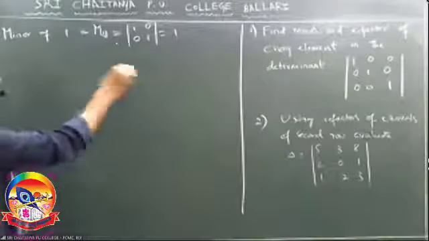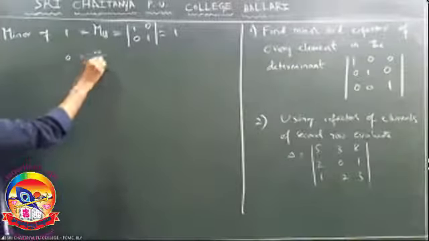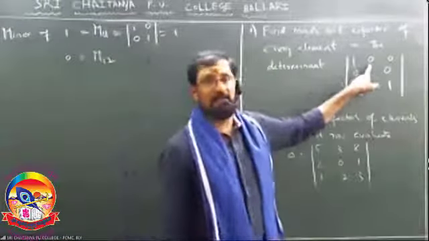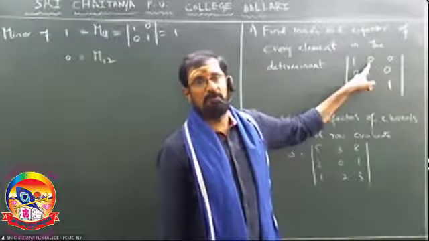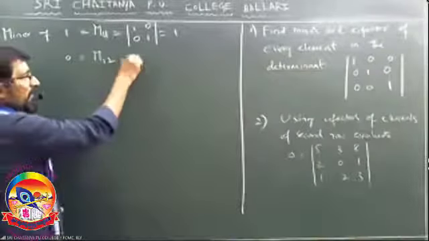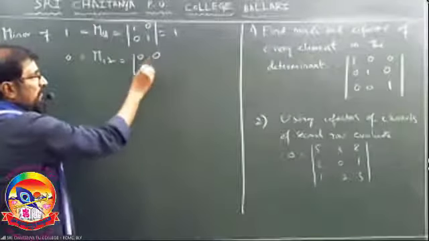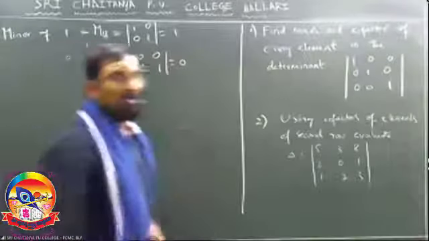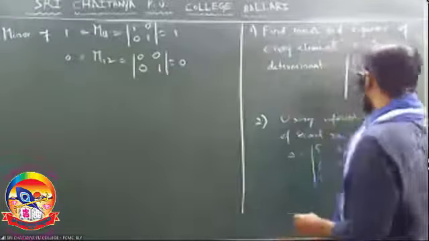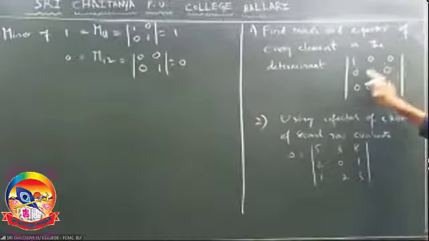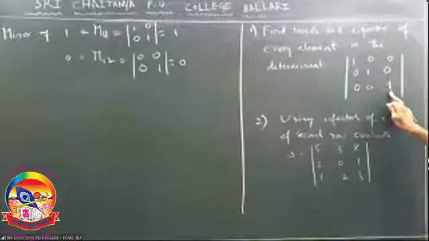Now, let me come to the second one. Minor of the second element 0 is M12. Minor of this element 0, excluding that column and that row, you are going to get these 4 elements: 0, 0, 0, 1, which is equal to AD minus BC, which is 0.